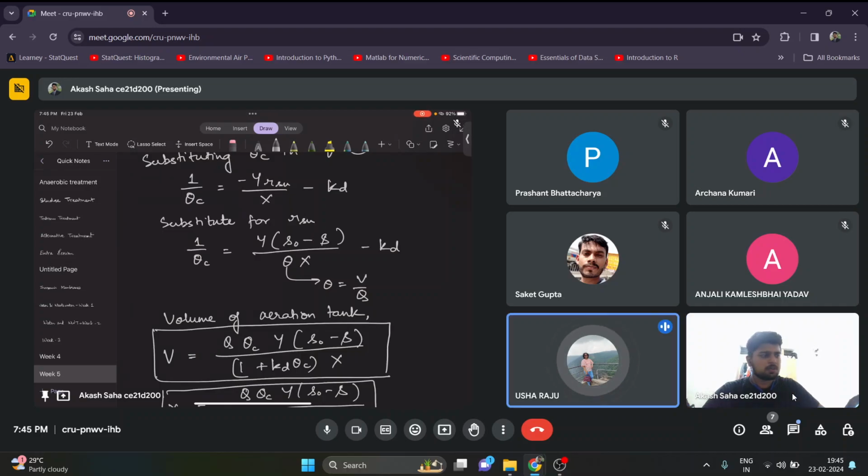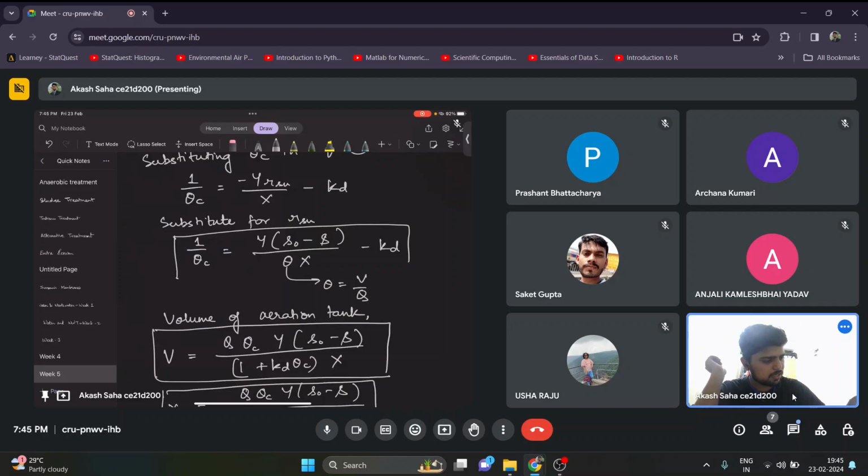Can you please repeat V, the volume of the aeration tank? See, we got this equation, this equation we just got. Here theta is nothing but the HRT, and HRT is V by Q. So if we substitute V by Q here, we will get V into the equation, and then if we rearrange it, we will get V in terms of Q into theta C Y (S naught minus S) by 1 plus KD theta C into X. It is just rearranging.